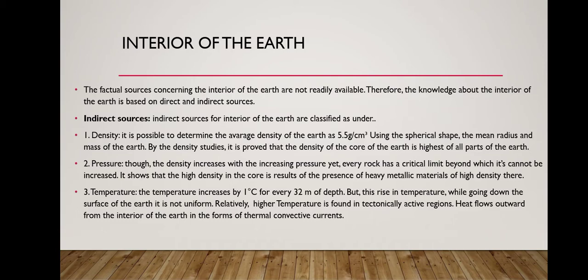Number 3 is temperature. The temperature increases by 1 degree Celsius for every 32 meters of depth. But this rise in temperature while going down the surface of the earth is not uniform. Relatively higher temperature is found in tectonically active regions. Heat flows outward from the interior of the earth in the form of thermal convective currents.